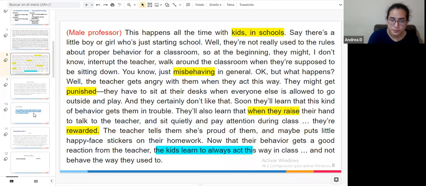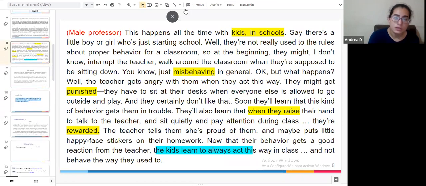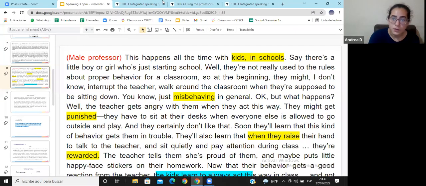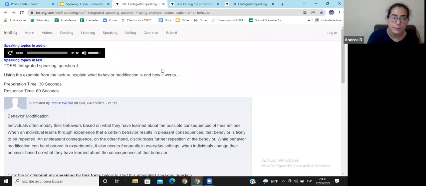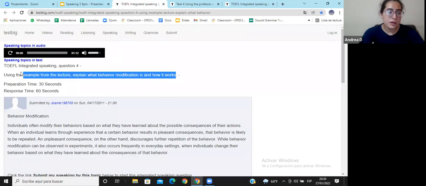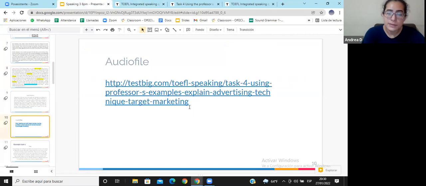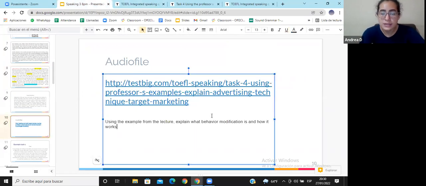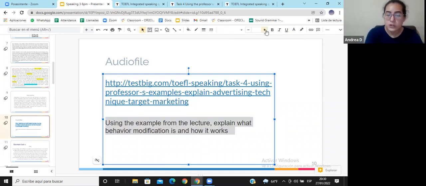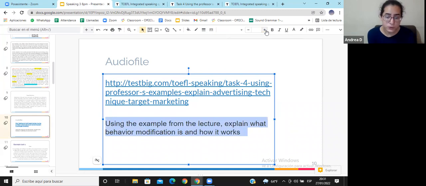Okay, so now the question. The question's always going to be the same. Here we have: using the example from the lecture, explain what behavior modification is and how it works. So that's always the same question. Using the example or the examples from the talk or lecture, explain, and then the concept: behavior modification, cognitive dissonance, camouflage, whatever it is you have there.